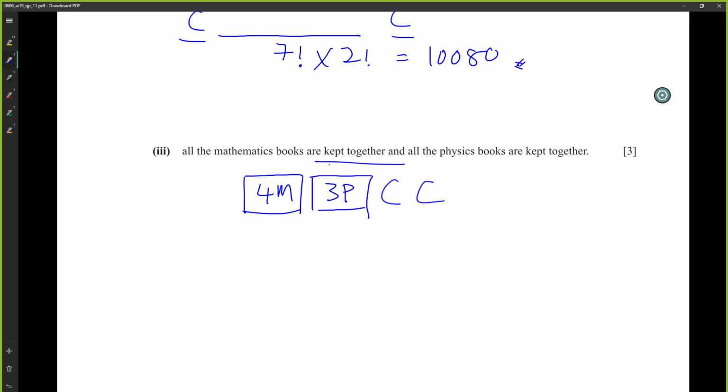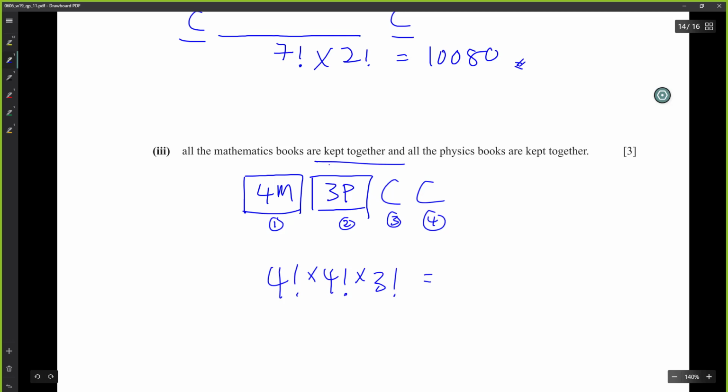So what I will do is I count this one as 1 book, 2 books, 3 books, 4 books. So right now I want to arrange 4 of these books, which is 4 factorial. I want to arrange 4 books here, right? But then among the mathematics books there are 4 books that can arrange among themselves, right? Another 4 factorial. Physics books I can arrange among themselves, right? 3 factorial. I multiply them.